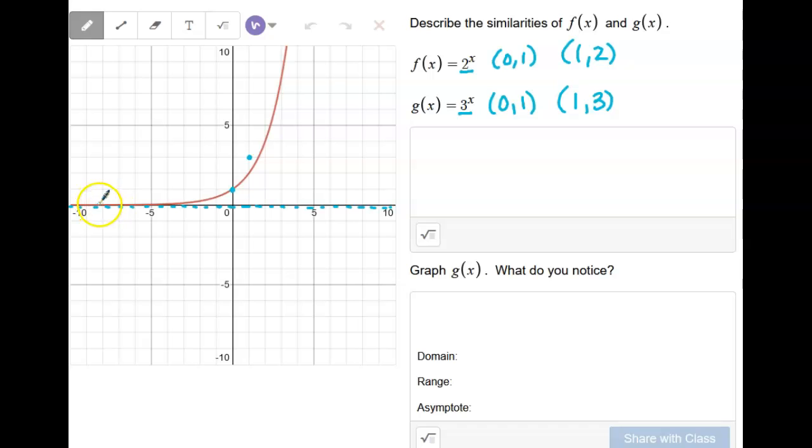Okay, so these graphs would look very similar, but this one's going to grow a little bit faster than the red graph. Again, domain, still negative infinity to positive infinity. Our asymptote is still at y equals 0, which means that our range is still going to be from 0 to positive infinity. So remember, x values, y values, asymptote. This is where the graph does not cross. It's kind of like the boundary for that graph.